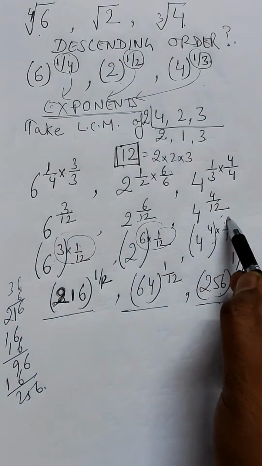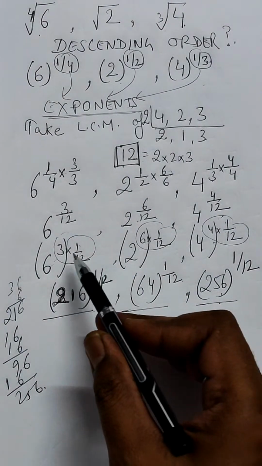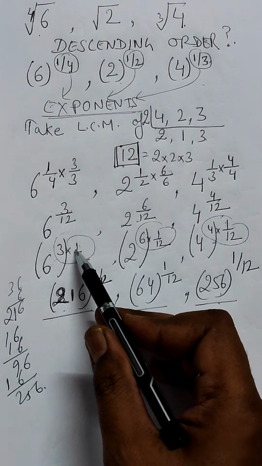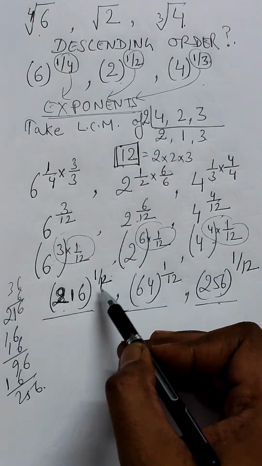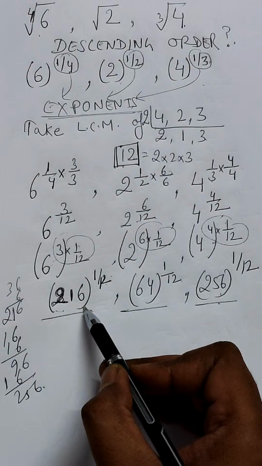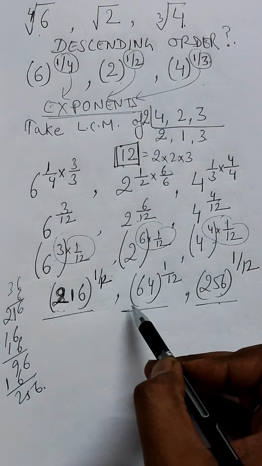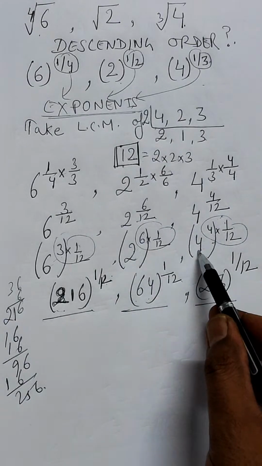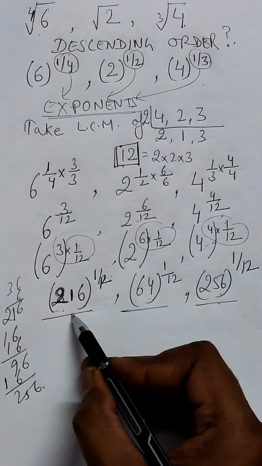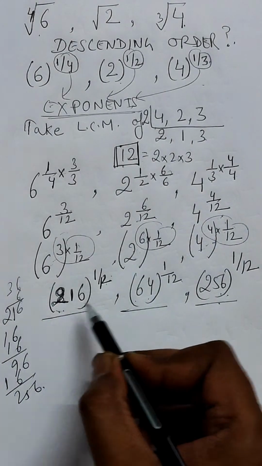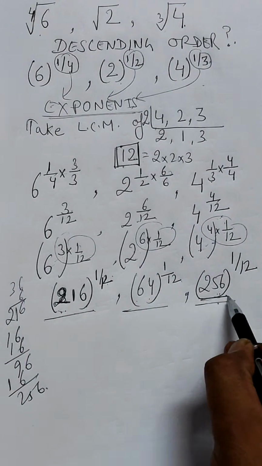Over here you can see, after making these fractions, we convert the number and bring the 12th root outside. This bracket is 6 power 3, so this is coming as 216, right? And this is coming as 64 because 2 power 6, and this is coming as 4 power 4. Now out of this you can easily identify the bigger number is the greatest. So this is the greatest number, okay?